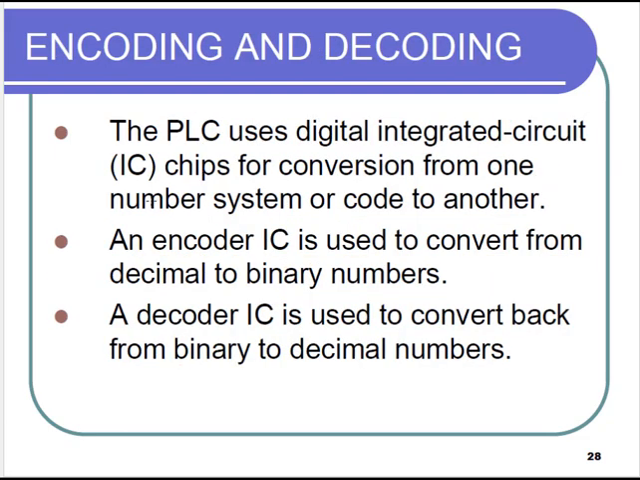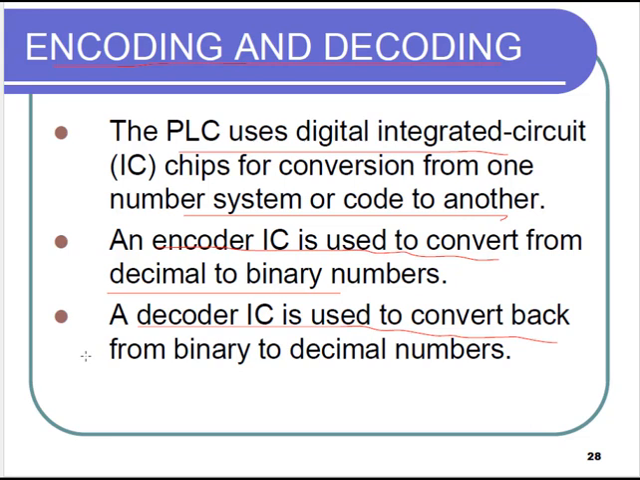It is interesting to understand about these numbers, but we must also learn how these numbers are changed, what kind of tools are used in order to change from one basic number to another. So this involves encoding and decoding, whereby the PLC uses a digital integrated circuit or IC chips for conversion from one number system or code to another. An encoder IC is used to convert from decimal to binary numbers. A decoder IC is used to convert back from binary to decimal numbers as requested.